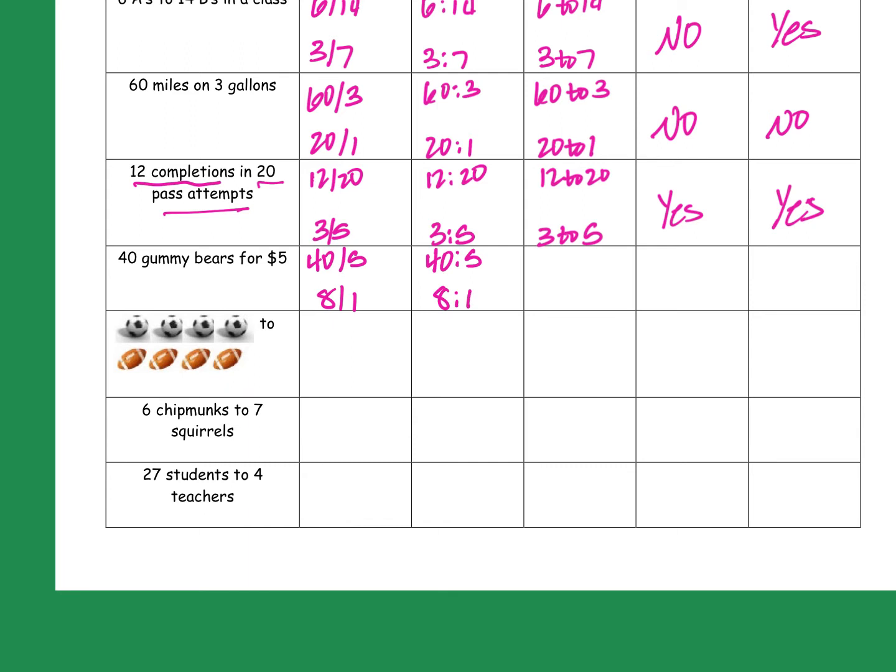I don't think 8 gummy bears for $1 is worth the gummy bears. Yeah, if they're the normal size gummy bears. That doesn't seem too good.